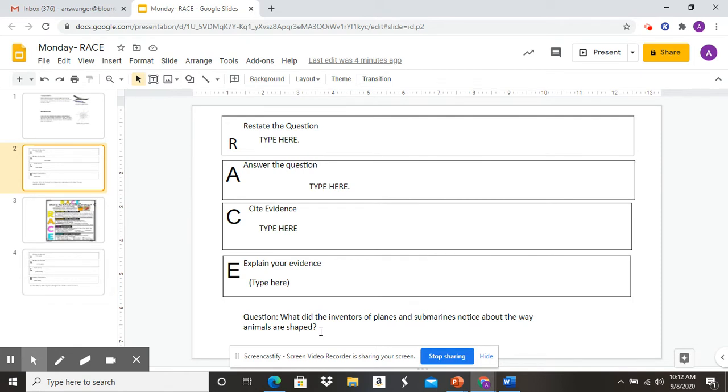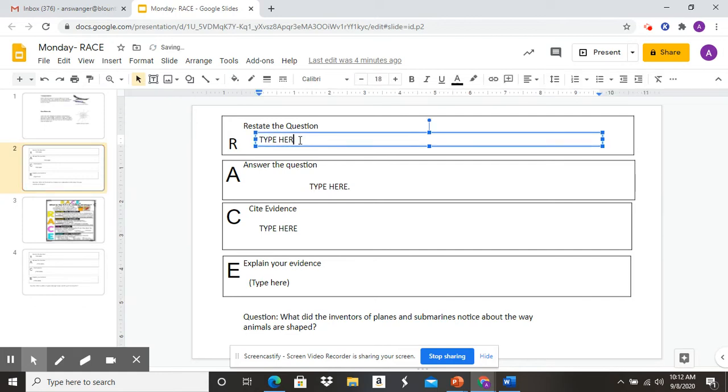So I'm going to go up at the top and I'm going to restate my question. So I need to take this question down here and turn it into a command. So in order to do that, I'm going to give you all a little tool that you can use for right now. We can start off by saying, let me tell you. Well, what are you going to tell me about? What inventors of planes and submarines notice about the way animals are shaped. So that's what you're telling me about. So if you add that, let me tell you, then you can just write the question down and you've restated your question.